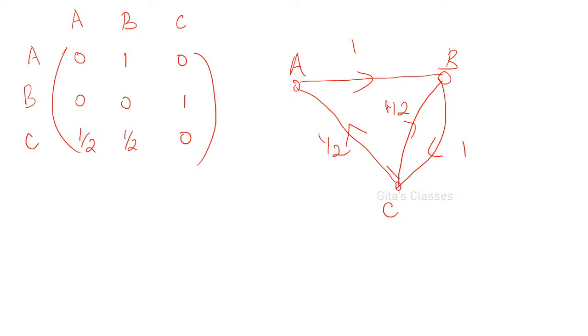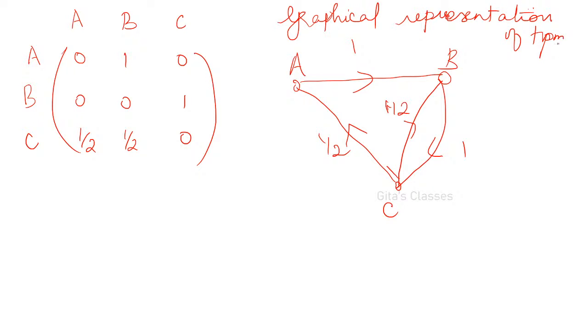Don't write it with a matrix. The same representation is here. This is the graphical representation of the TPM. This is the graphical representation of this matrix only. Understood?